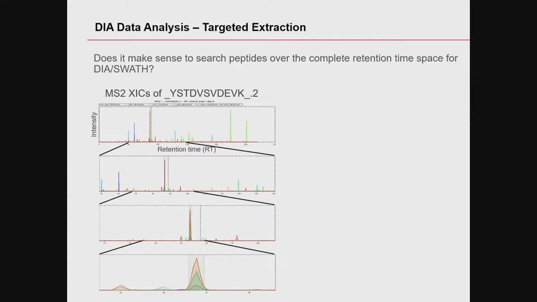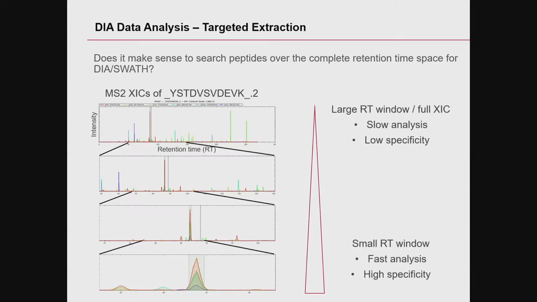So the question I ask here is, does it make sense in the peptide-centric way of analyzing DIA data to look for the peptide over the complete gradient? And you can imagine what the answer is to this question, but here you can see a full extracted ion current for one peptide on the MS2 level. I think here it's a 4-hour gradient. And then you can zoom in again, and in the end you can see your peak.